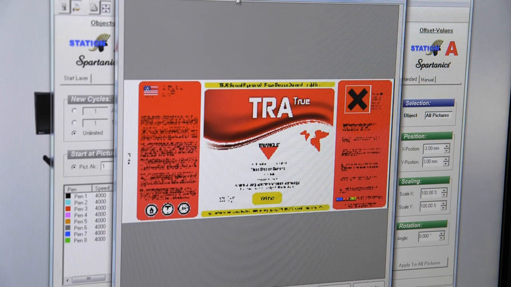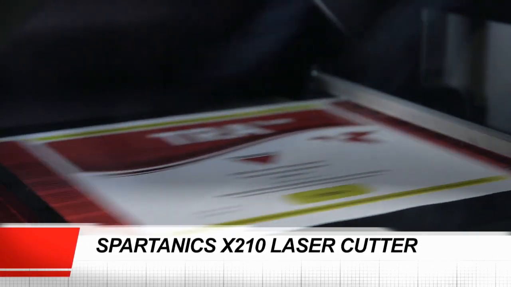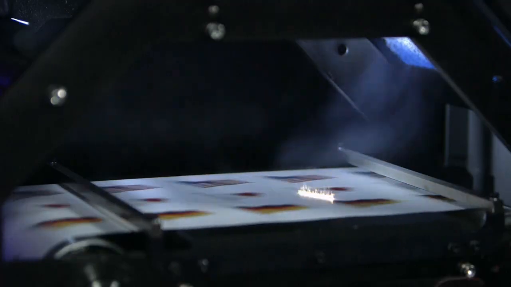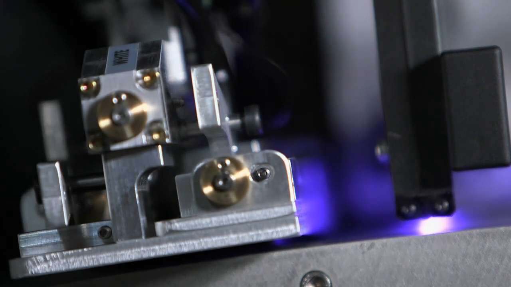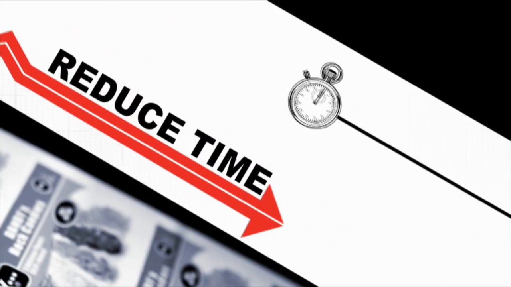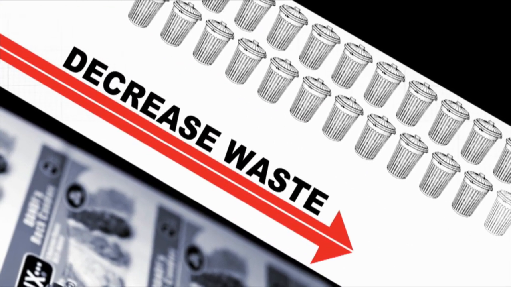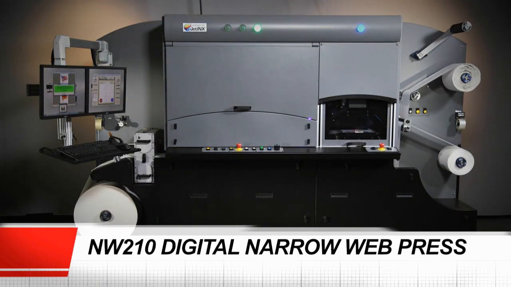For increased performance, the Spartanics X210 laser cutting station provides a fully integrated end-to-end workflow. Compared to traditional rotary or flatbed die cutting, this laser cutting option offers more flexibility and cost savings. Integrate these two digital technologies together and you'll greatly reduce cycle time, eliminate costly tooling and printing plates, and decrease material waste. To help you evolve, the NW210 Digital Narrow Web Press.